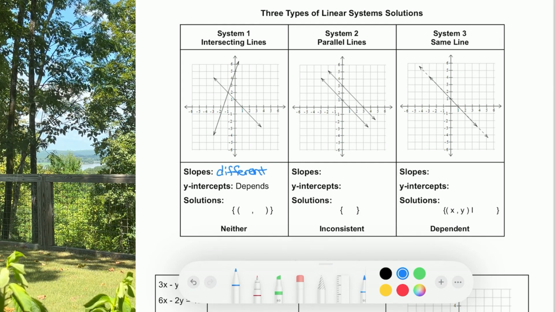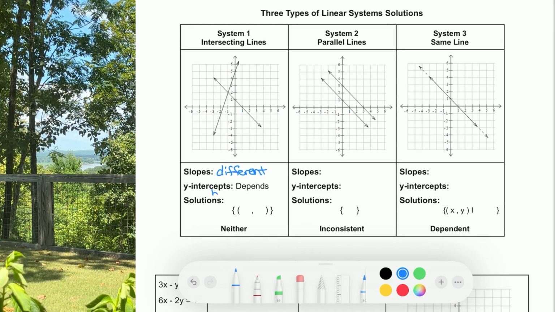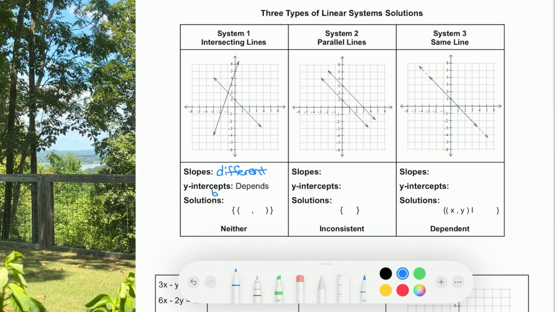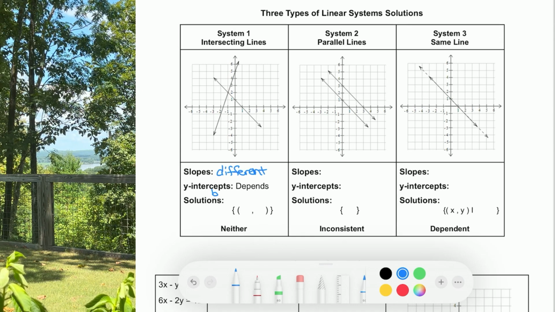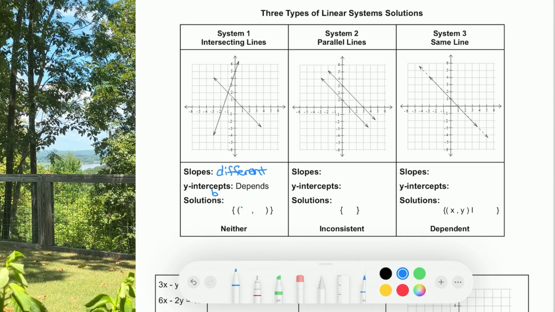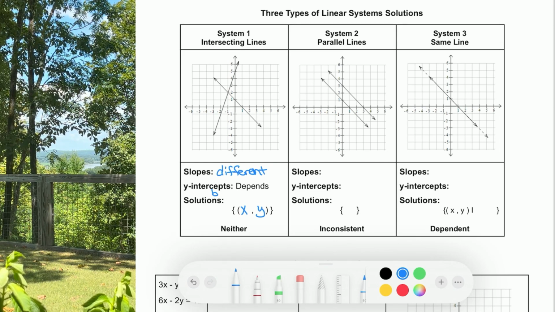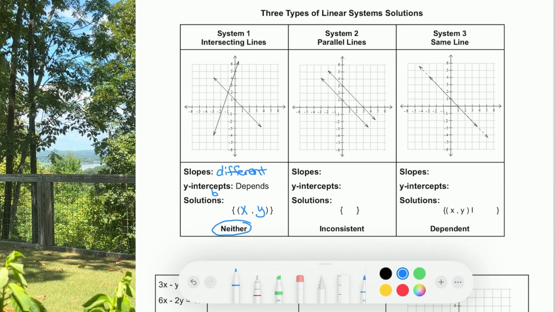Most of the time you're going to have a y-intercept, your B letter, okay? If you don't have a B, then put a +0 so that you have a value to plug in for your B, okay? The solutions will be a coordinate. So it'll be an XY coordinate. And the term that's going to be used as far as the type of system relating to each other is neither. Okay. Now let's look at system 2.